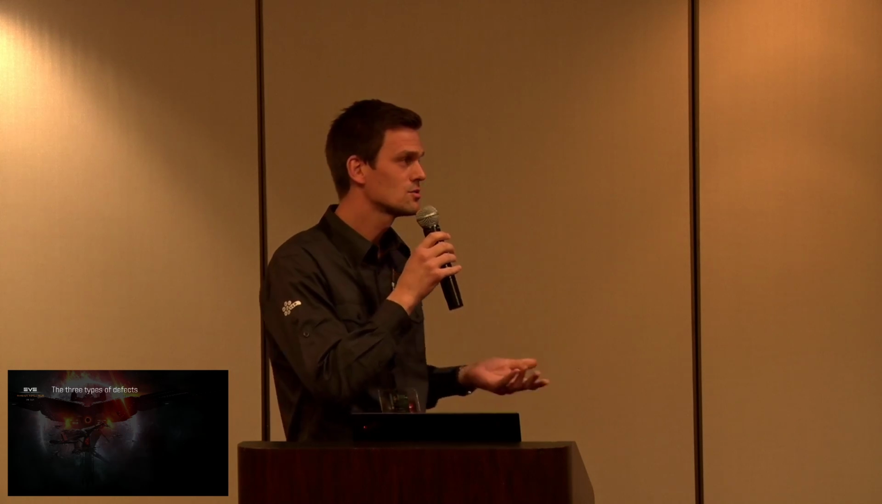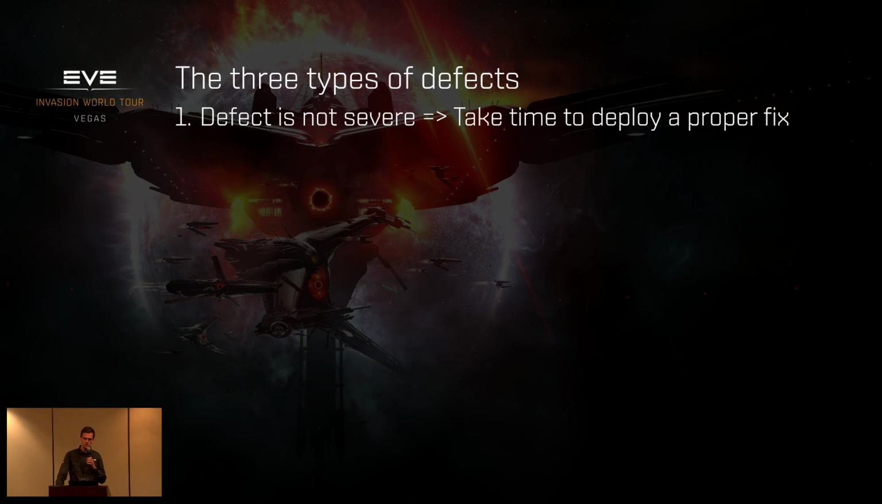So generally what happens here is that we have three types of reactions to a defect that escapes to Tranquility. The first one: the defect is not that severe. We can take some time to deploy a proper fix, understand what the problem is, and just do it in our own time.